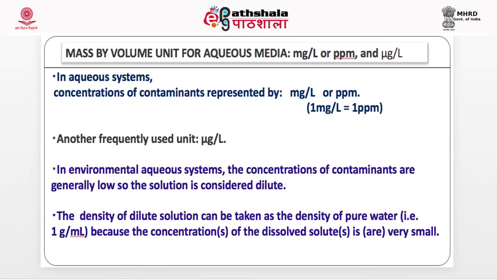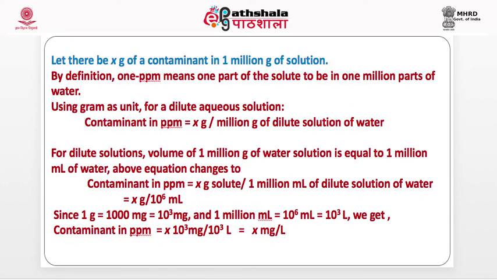This is important. The solutions are treated as dilute, therefore the density of solution can be taken as 1, that is the density of water. In dilute solutions, the concentration of dissolved solute is so small that the density of the dilute solution can be taken as the density of pure water. Let there be x gram of contaminant in 1 million gram of solution. By definition, 1 ppm equals 1 part of the solute present in 1 million parts of the water, as in this equation. So, contaminant in ppm equals x gram per million gram of dilute solution of water.